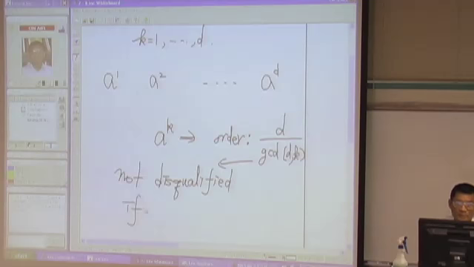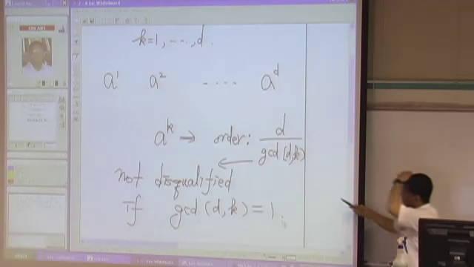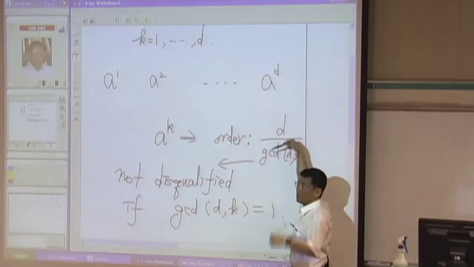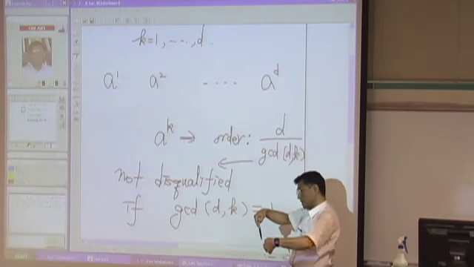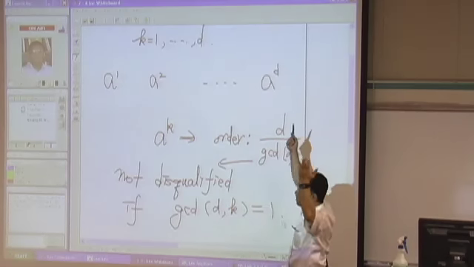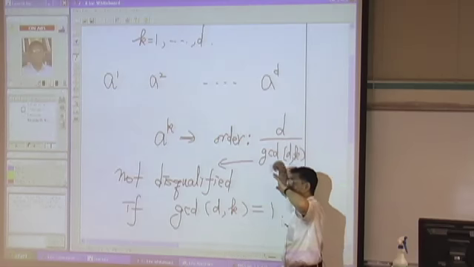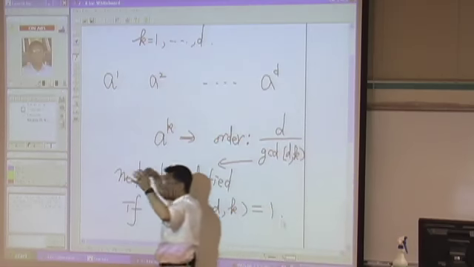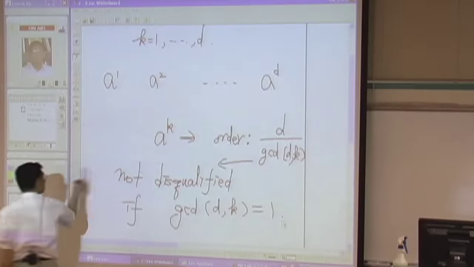So it's not disqualified, or just qualified, if GCD of dk is 1. In other words, if you have greater than GCD, then order will become smaller than D. Then it is disqualified in our consideration of n of D, right? N of D only counts the order D, not less than D.